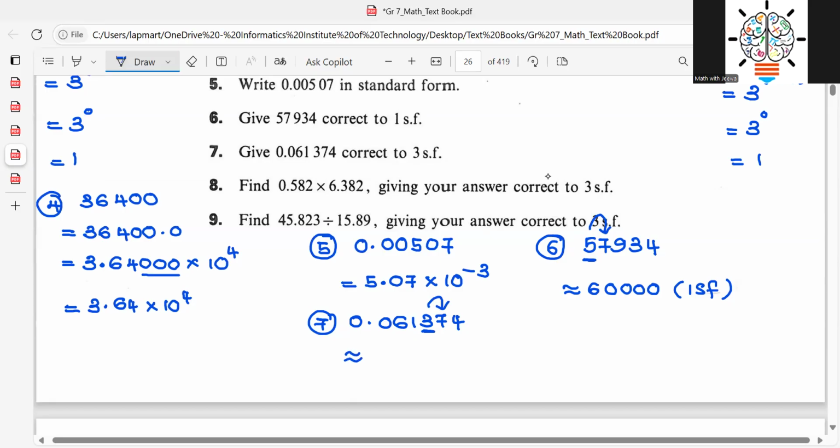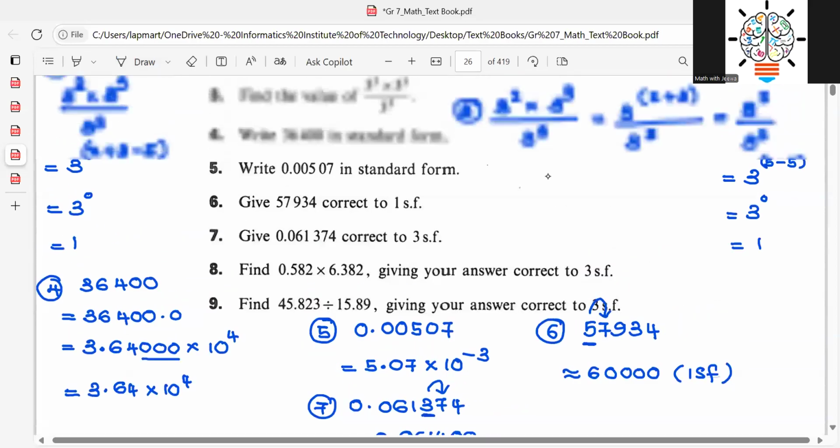When you look at the next one, children, you can see it is more than 5. If it is 5 or more than 5, we need to add 1 to where? To the underlying number. So then we write 0.0614. The rest of the digits will be 0. So we write 0.0614, and inside the bracket we write 3 SF. Then anyone knows that this is approximately equal to 0.0614 when you correct it to the third significant figure, right? So that is all about this part, section 1.